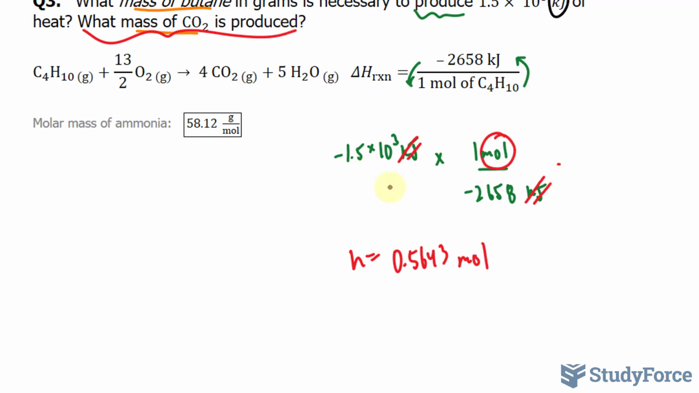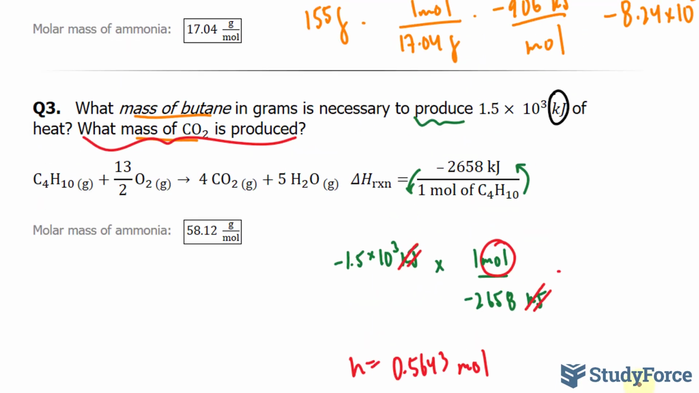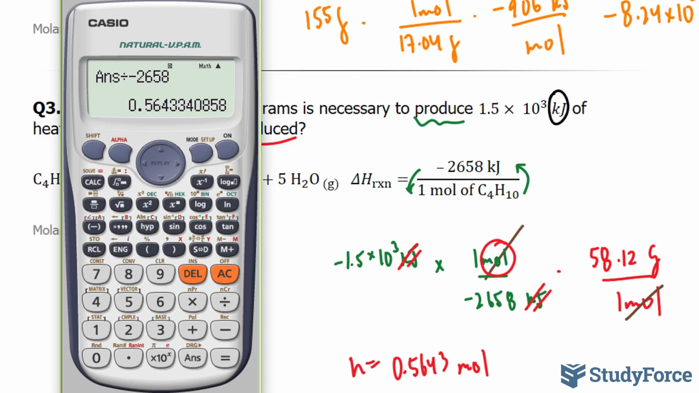If I multiply the product of these two by the molar mass, and this should read butane. The molar mass of butane, where I have 58.12 grams at the top and 1 mole at the bottom, I'll end up with the mass of butane because this mole unit and this mole unit cancel out. So I'll take this number and multiply it by 58.12, and this gives me the mass of butane at 32.79 grams.